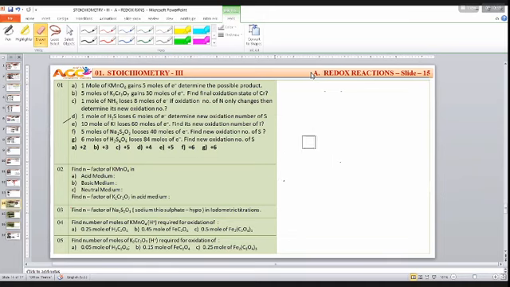Now, question number 2 and 3 are very important, and here we are learning a new thing, very totally new. Let us say a Friday gift from my side. He's asking to find the N factor of KMnO4 in acid, base and neutral medium.